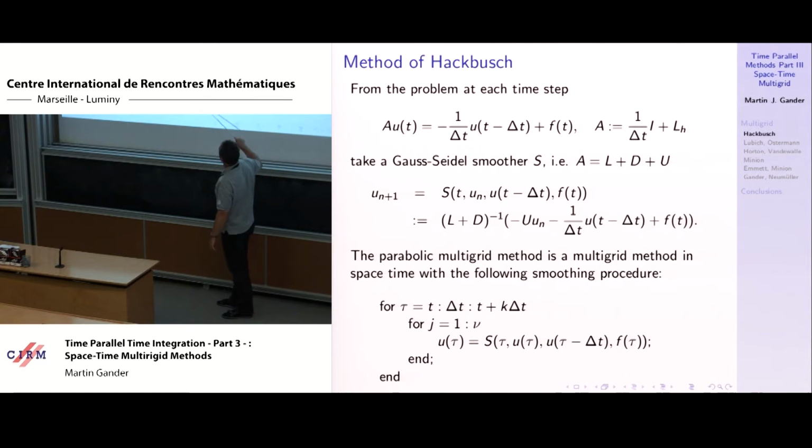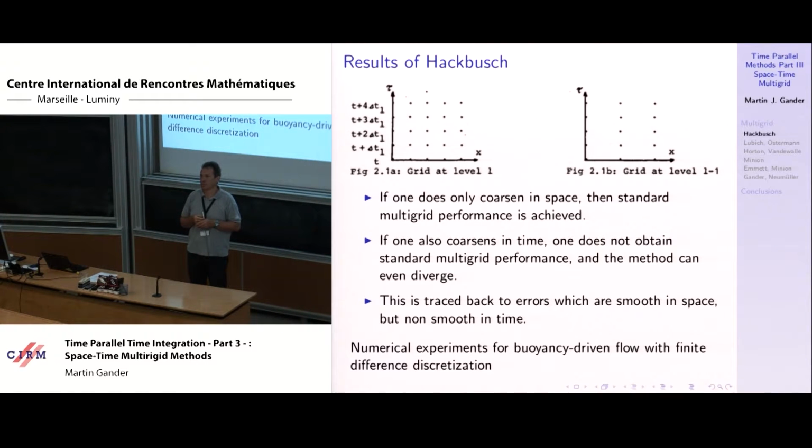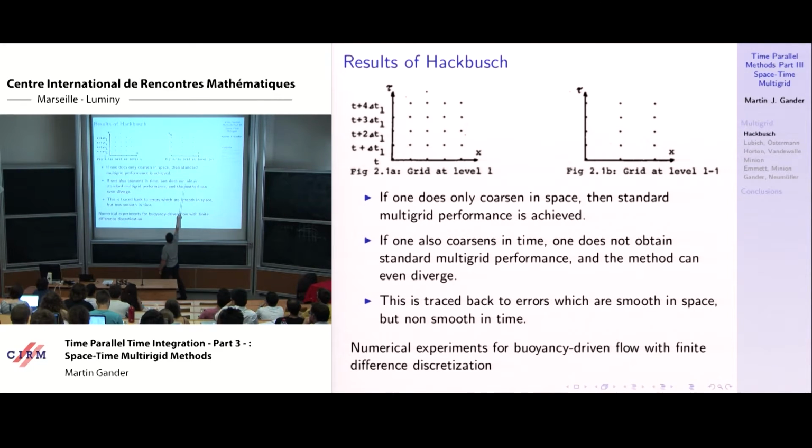So this is what Hackbusch uses as a smoother for his multigrid method. It's a sequential Gauss-Seidel over several time steps. And then he gets the following results. If you use this as a smoother in a multigrid method, and if you only coarsen in space, then you get the typical multigrid performance for the Laplacian. So it's the good contraction rate independent of the mesh size. Accuracy increasing by a factor 10 at each iteration. So if you do this type of refinement, no coarsening in time, only coarsening in space, this method is good.